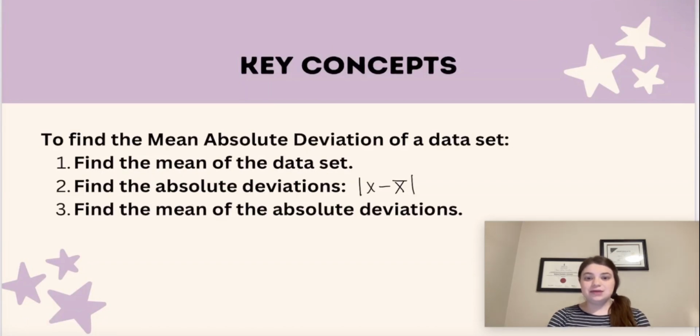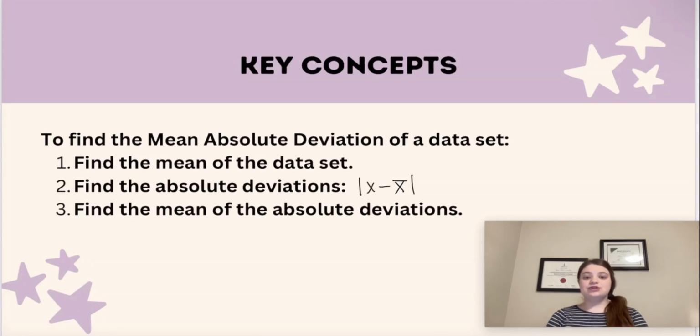First, we need to find the mean of the data set. If you don't know how to find the mean, there is a video that I've made as well for the middle school math series on mean, median, and mode, so that will go into more detail on that. But to make a long story short, we're going to add up all the values in the data set and then divide by the number of values. So if there's 5 values, we'll add those 5 values up and then divide that sum by 5.